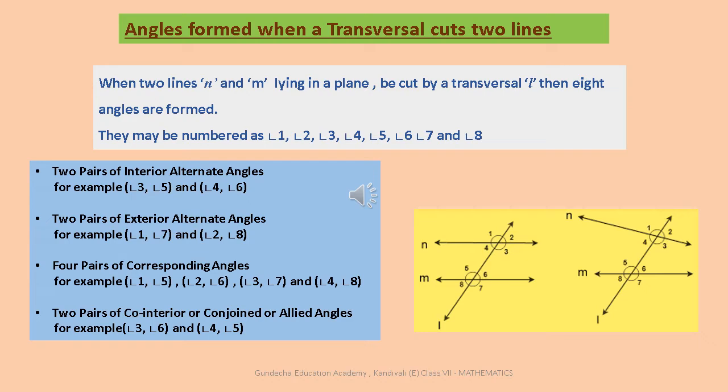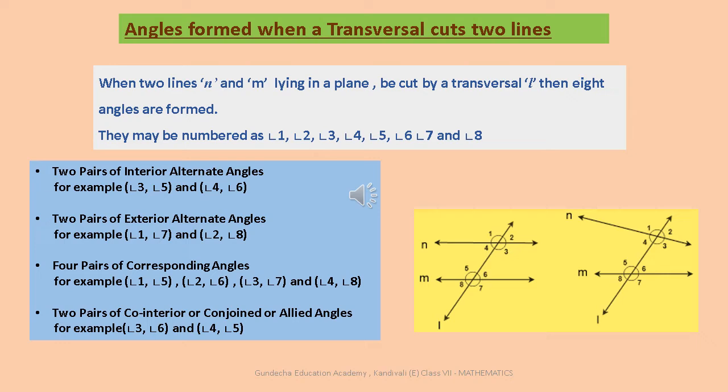Angles formed when a transversal cuts two lines. When two lines N and M in a plane are cut by a transversal L, then 8 angles are formed. They may be numbered as angle 1 till angle 8. There are two pairs of interior alternate angles. For example, in the given figure, angle 3, 5 and angle 4, 6 are alternate interior angles.